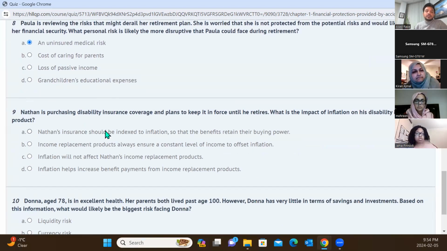Question number 9. Nathan is purchasing disability insurance coverage and plans to keep it in force until he retires, till 65. What is the impact of inflation on his disability insurance product? Nathan's insurance should be indexed to inflation so that the benefits retain their buying power. Indexed to inflation means that you have a rider on your disability policy that says indexed to inflation.